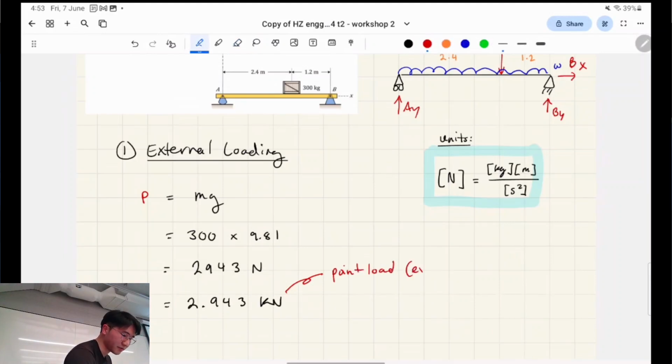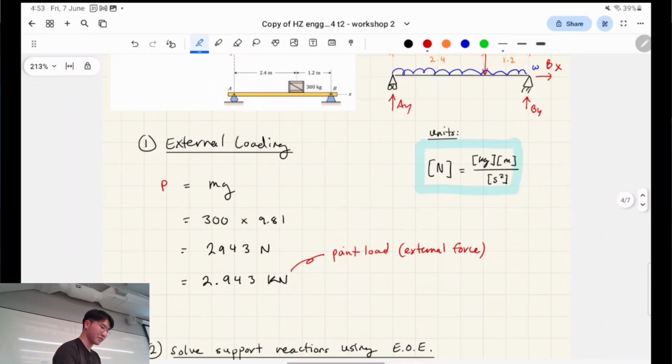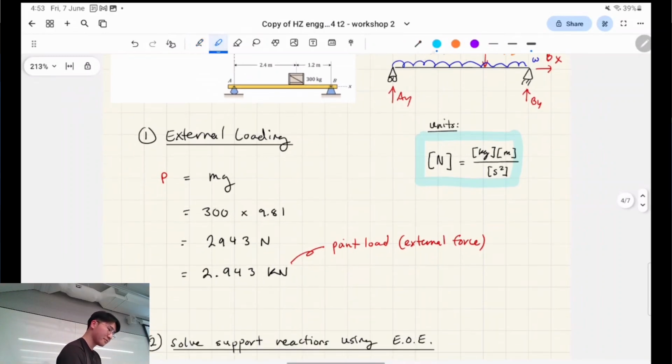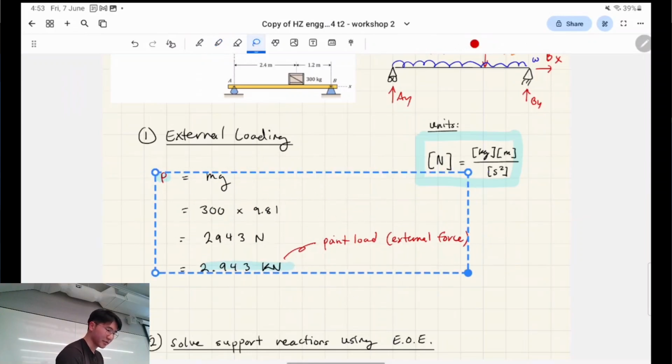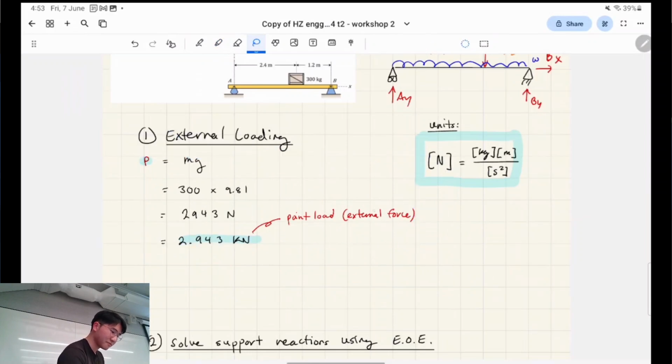This is an external force, essentially, because what we care about is the beam, so that's going to be an external force to the beam. Okay, does that make sense so far? I'm going to condense this a little bit because I'm going to run out of space if I don't.